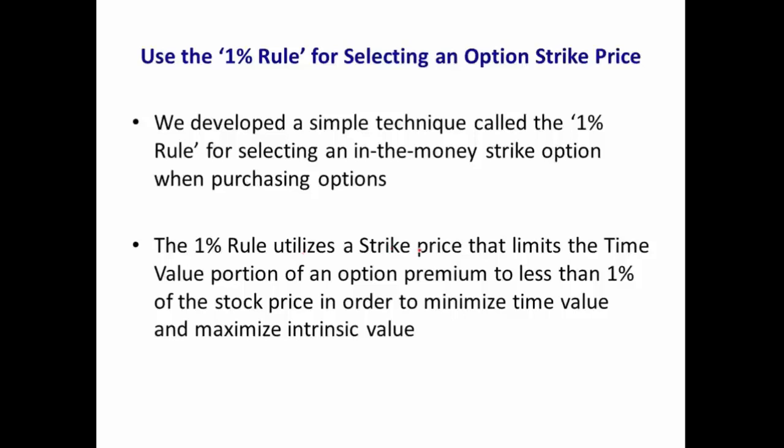And the 1% rule requires a strike price that limits the time value portion of an option to less than 1% of the stock price. And if you do that, then you'll be minimizing time value, and that's maximizing intrinsic value. So the time value portion of an option has to be less than 1% of the stock price.